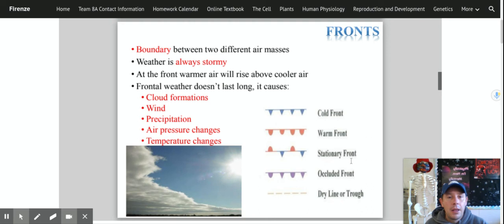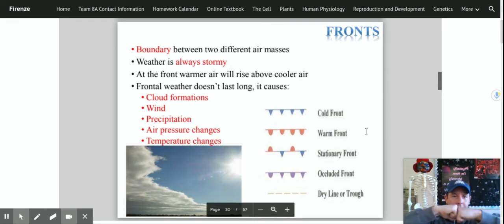A stationary front has little triangles going one way and little suns going the other, or little icicles going one way and little suns on the other side. That's because the two air masses are fighting with each other and they're trying to push into each other, and they're kind of stationary. Stationary means you're standing still. And then we have an occluded front where the suns and the triangles, as I'm calling them, that's what the symbols look like to me, team up with each other. And we get a certain kind of weather that's associated with that.